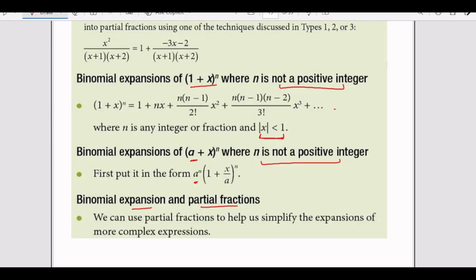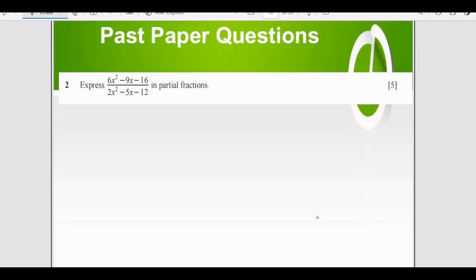So let's do some past paper questions now. We have a question here: express this in partial fractions. The first thing you need to note down is the degree of the numerator and the degree of the denominator. The degree of the numerator is 2 and the degree of the denominator is also 2. So this is an improper fraction.